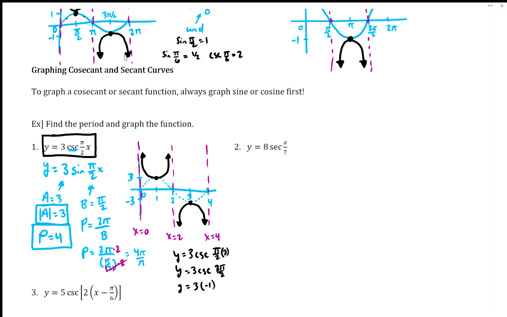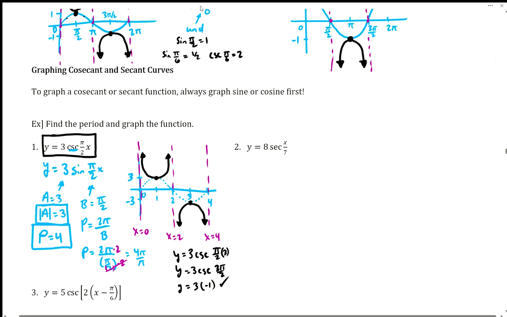And then 3 times -1 is the -3 down there as the y coordinate. So it's looking good. And we could check the others as well if we want to. For instance, if we plug 2 in right away, I would have cosecant of pi. Cosecant of pi would be undefined, and that's where the asymptote is. Okay, looks good.